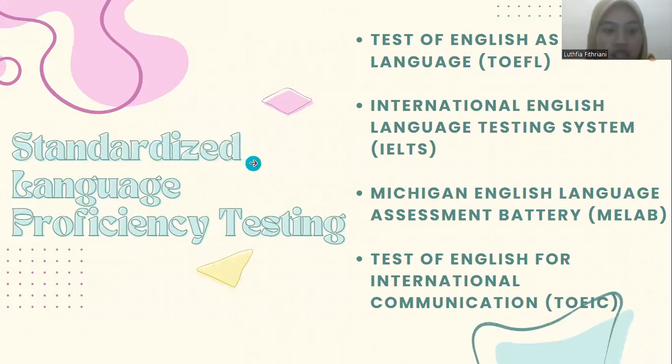Standardized language proficiency testing. Tests of language proficiency presuppose a comprehensive definition of the specific competencies that comprise overall language ability. There are four types of standardized language proficiency tests. The first are the Test of English as a Foreign Language or TOEFL, International English Language Testing System or IELTS, Michigan English Language Assessment Battery or MELAB, and Test of English for International Communication or TOEIC.